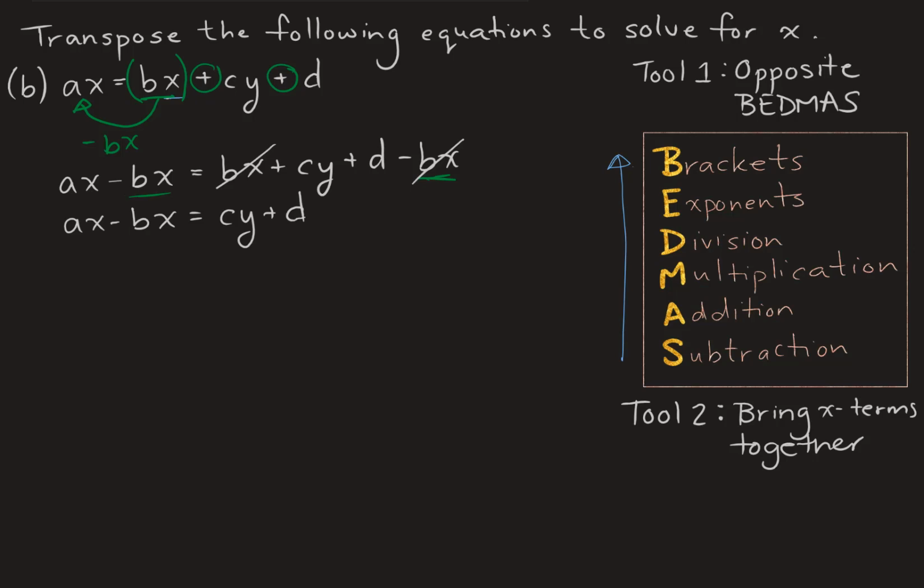Now I want to have x isolated. So what I'm going to do is try to put it as a singular term on one side, or factor it out. So that's going to be our next tool, is to factor x out. So I have x times a minus b, we learned this in our previous factoring videos, is equal to cy plus d.